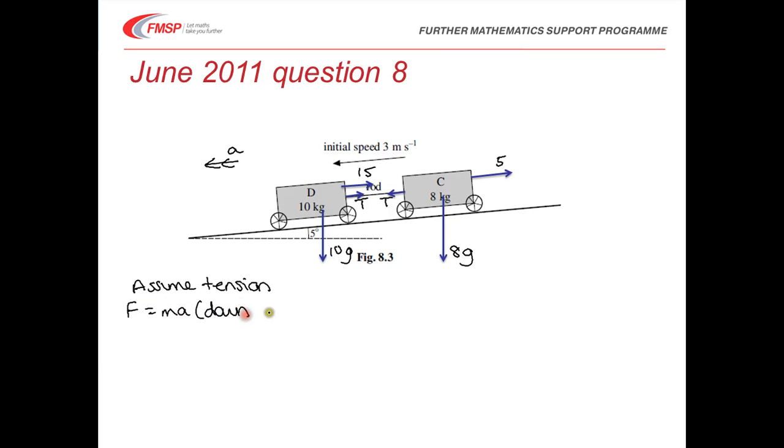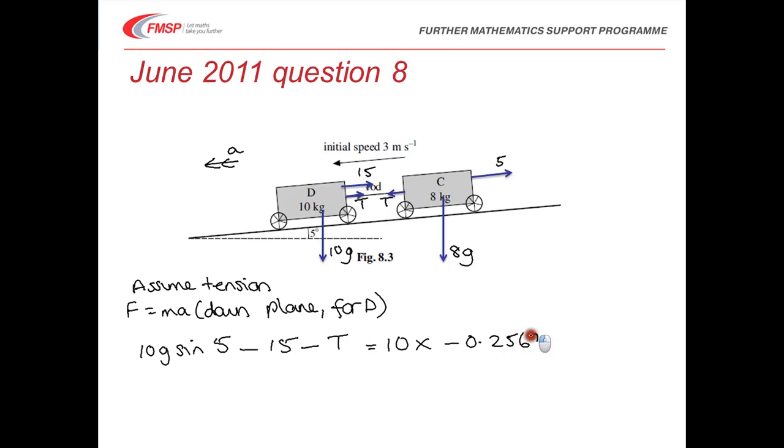So I'm going to do F equals ma down the plane again for object D. So we're going to have 10g sine of 5, the component of the weight down the plane, subtract the resistive force of 15, and this force that I'm assuming is a tension, and that will be equal to the mass, which is just 10, because we're only doing this for D, and the acceleration, same as we had in the previous section of part 5.